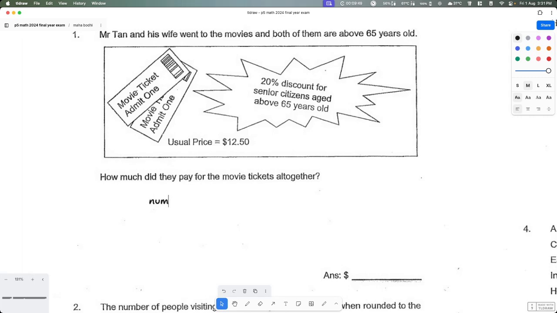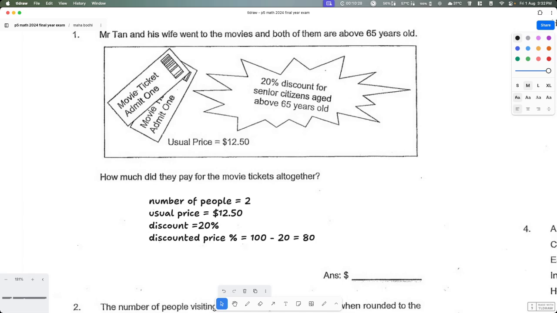So for this, I think it's easy. Number of people is equal to 2, right? And then the usual price is equal to $12.50, and then we have a discount of 20%. So the discounted price, in percentage, is equal to 100 minus 20. This will give you 80%. So the discounted price in this case must be equal to $12.50 times 80%.